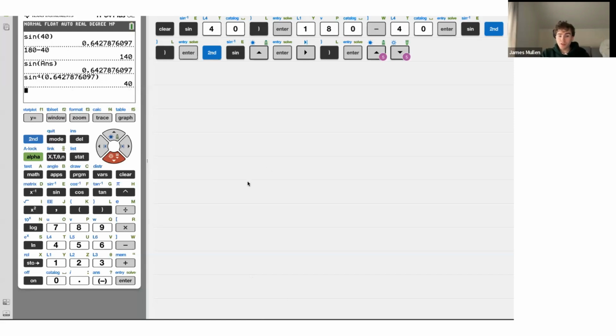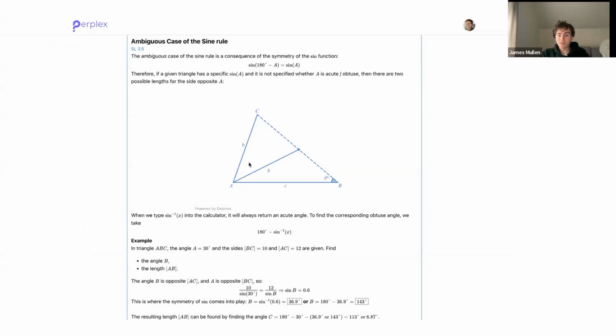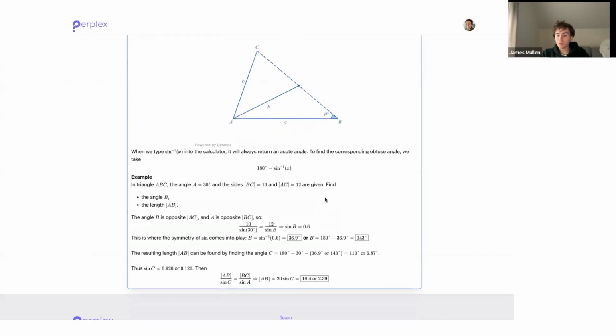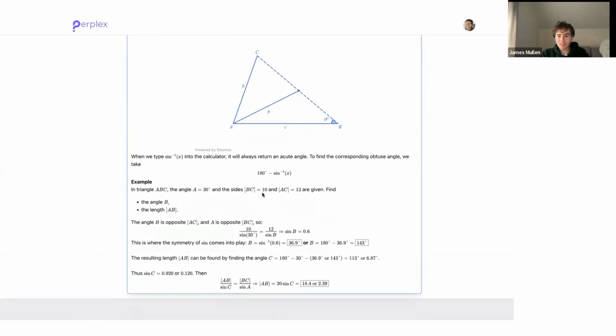Now, it's not always going to work, because sometimes the obtuse angle that you would find is going to be too big for another angle that you know in the triangle. It might be that once you find this angle and add it with another angle in the triangle, the sum is bigger than 180, which would make this impossible. So let's say I have a triangle ABC, with angle A equal to 30, and the sides BC equals 10 and AC equals 12. I'm going to draw this on the diagram above. It's going to make things a bit easier.